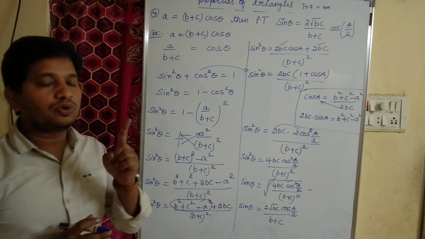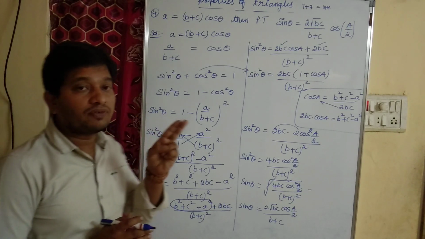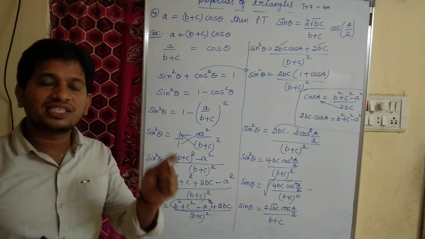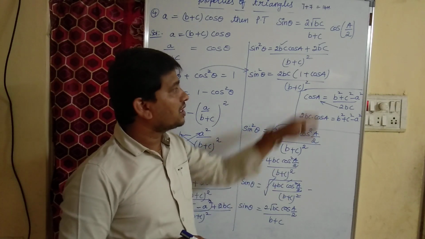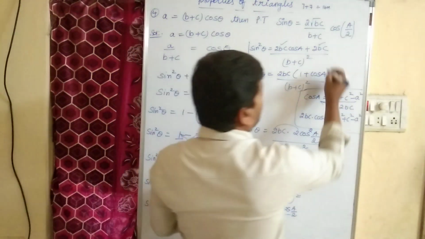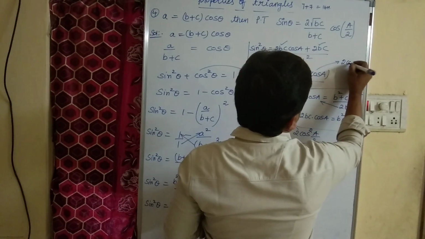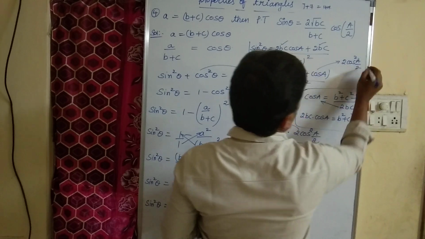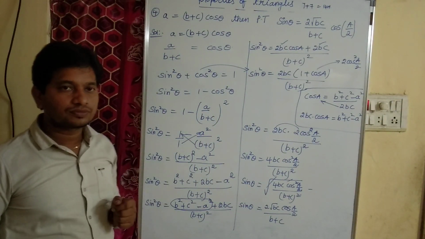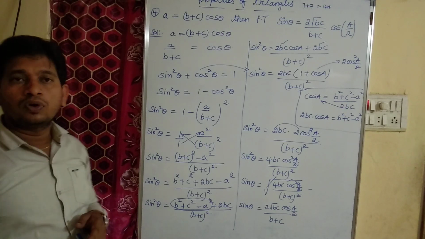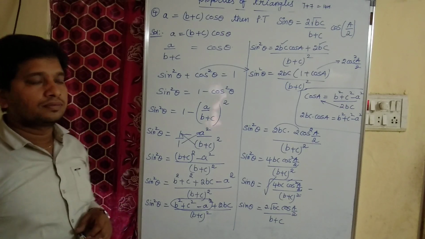The thing is, we have to know two formulas. The formula for cos A, b square plus c square minus a square by 2bc. The second formula is the formula for 1 plus cos A. What is the formula for 1 plus cos A? That is equal to 2 cos square A by 2. Okay children, so this is our fourth problem.